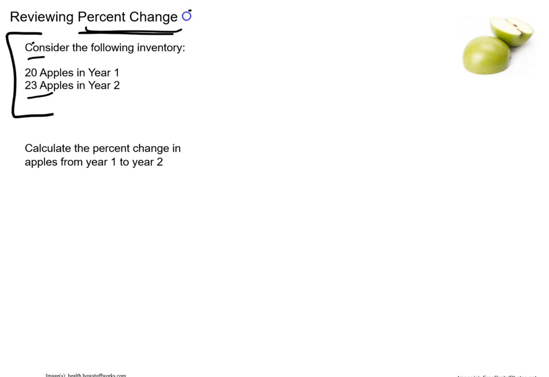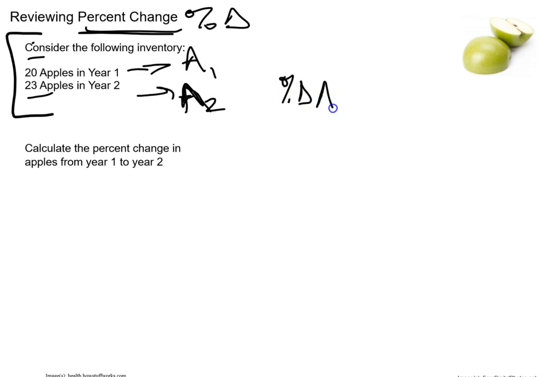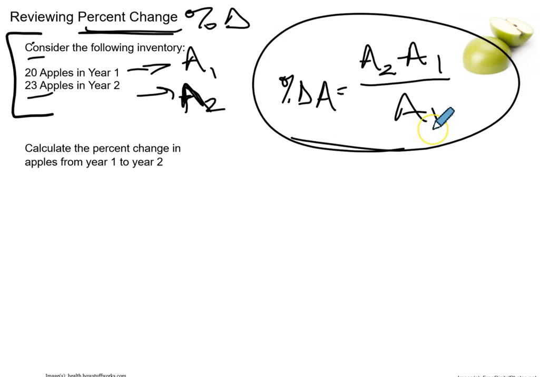So some notation. Percent, and again, that triangle is the Greek symbol delta to represent change. That's my shorthand notation for percent change. Let's turn this into some notation that's going to be useful, right? So I've got apples in year 1 and apples in year 2, those are A's. The percent change in apples would be A2 minus A1 divided by A1. This is the general setup of how we calculate any percent change, right?